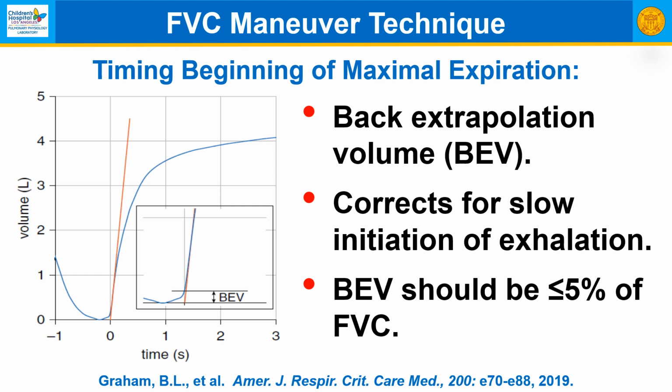So what is recommended is that one back extrapolate by taking the slope of the line nearest the beginning. You'll find that there's a little bit of a difference between where the patient actually started and here. This is the point that should be used for timing. So this corrects for a slow initiation of exhalation, and this back extrapolation volume should be less than 5% of the forced vital capacity.